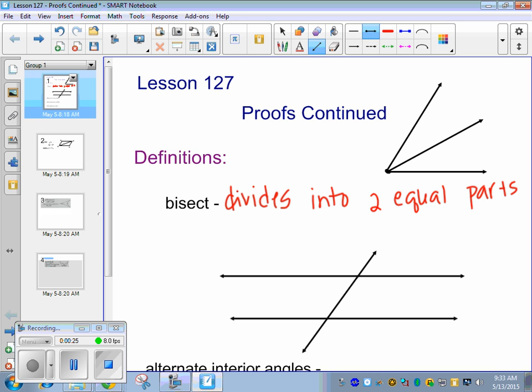So this line in the middle bisects the bigger angle, which means that we have two equal angles. All right? So if it says something bisects, we have to state that, and then we can state that this angle is equal to this angle by definition of bisect.